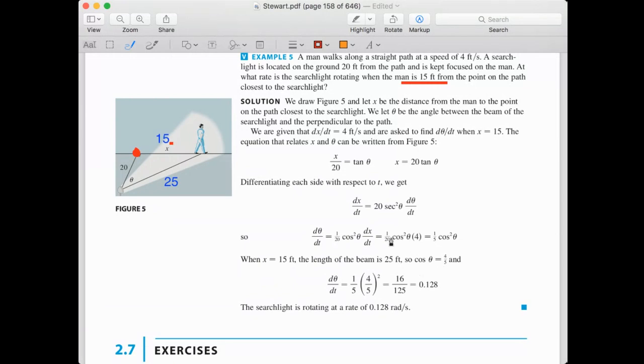We just substitute into this, right? So we have 1/5 times (4/5) squared. 4/5 squared, simplify, we get 16/125. Right? So it's 0.128. So the rate of change of this light rotating, right, is 0.128 radians per second. All right, because we use radians here.